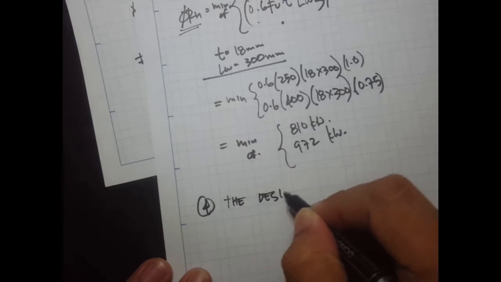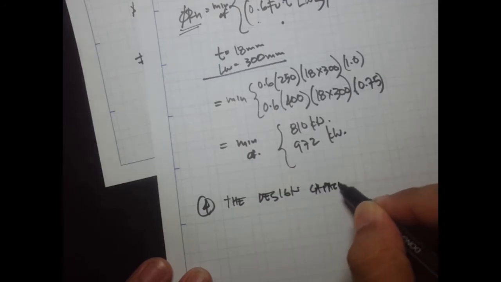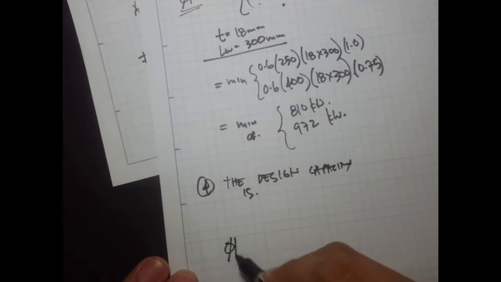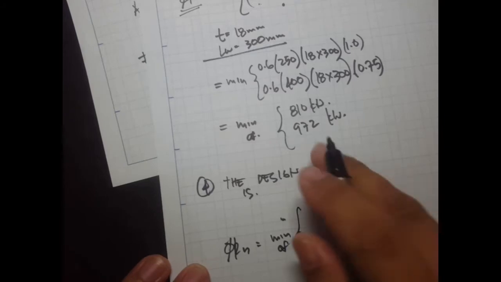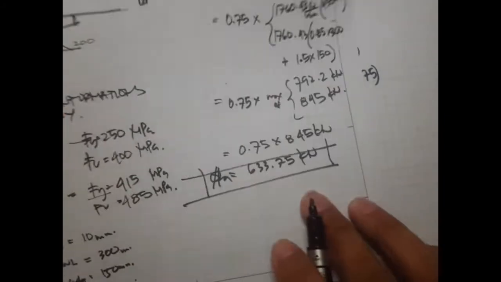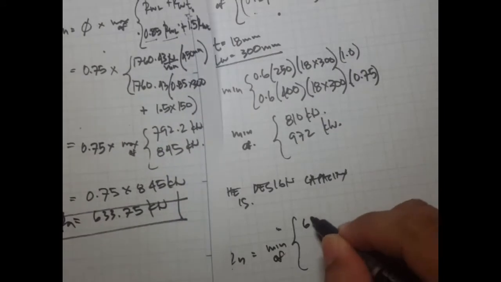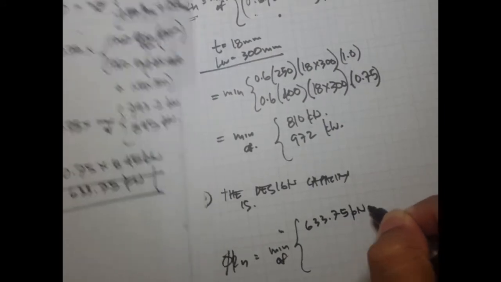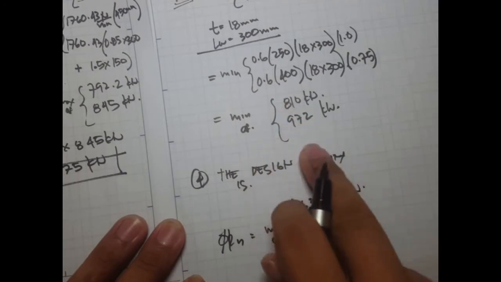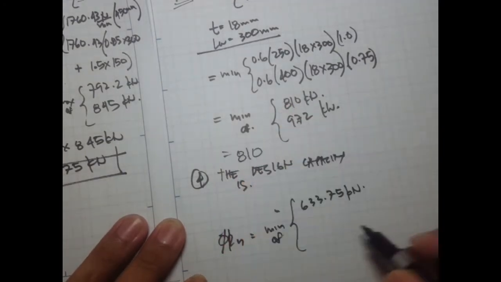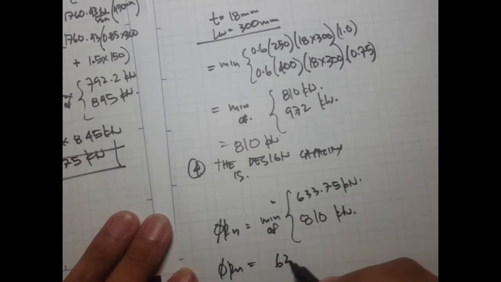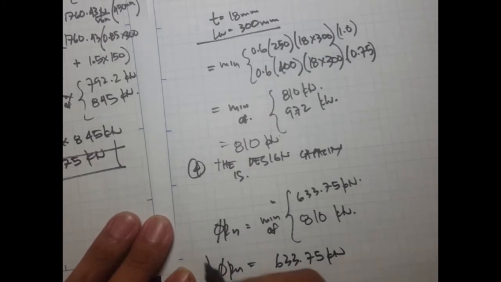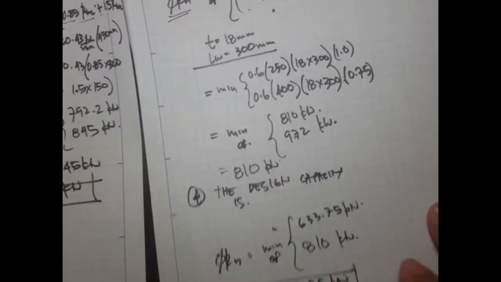Okay, so therefore the design capacity is simply the minimum of the weld metal capacity, which is 633.75, and this value. So the minimum here is 810. Okay, so therefore the design capacity is 630.75 kilonewtons.